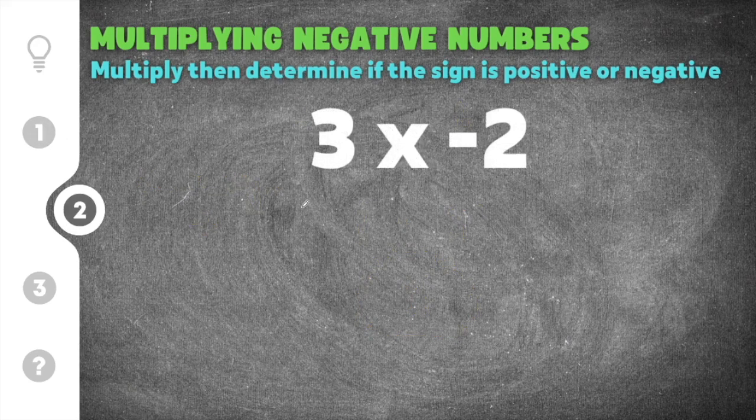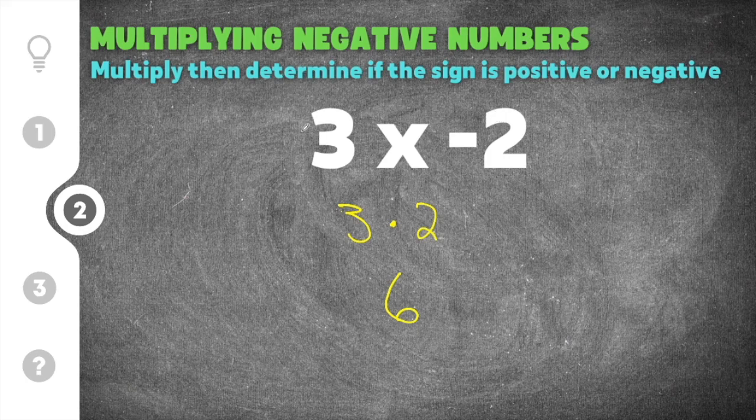Moving on to the second practice problem, this problem gives us 3 times -2. The first step is to multiply the two numbers together, ignoring the sign. So 3 times 2 is 6. And then to know if your answer is going to be positive or negative, you just check to see what the signs are on the two numbers you're multiplying.